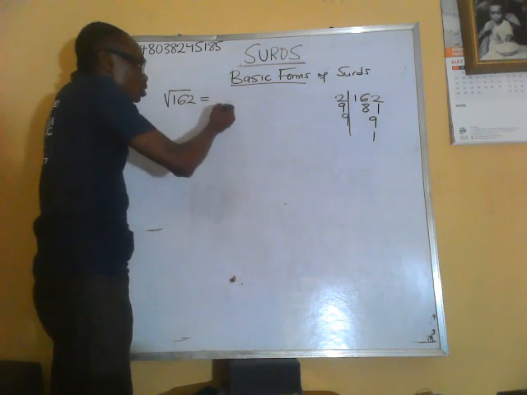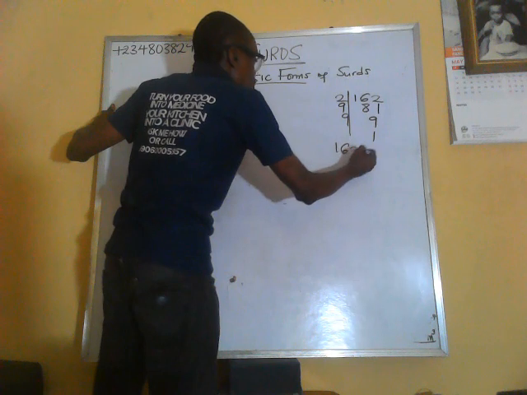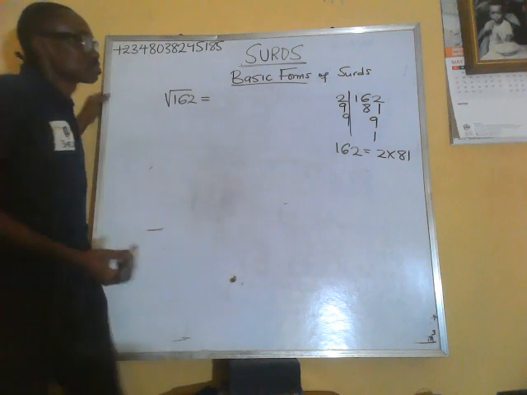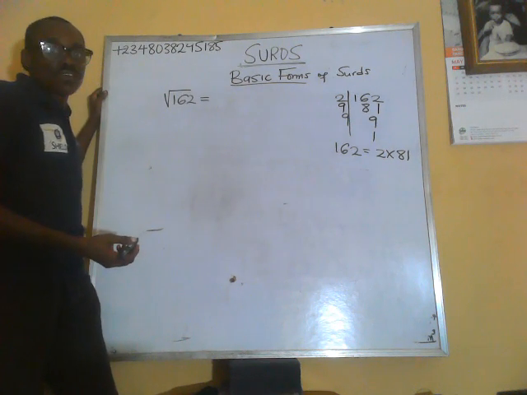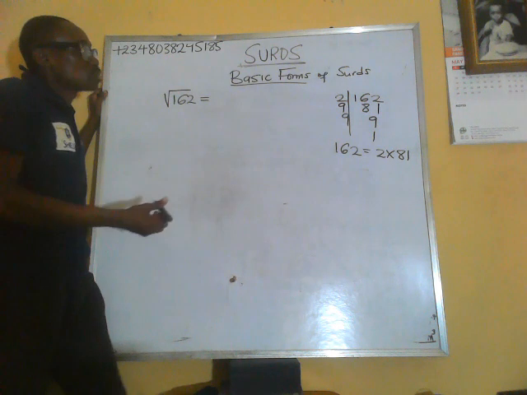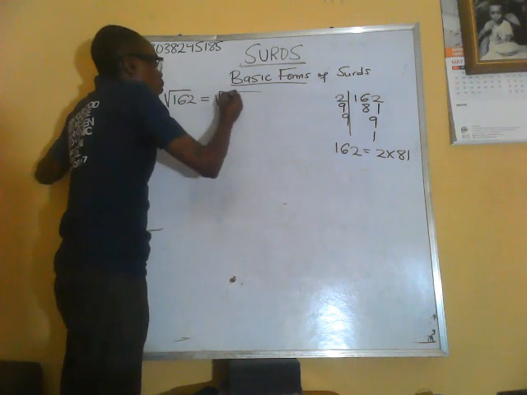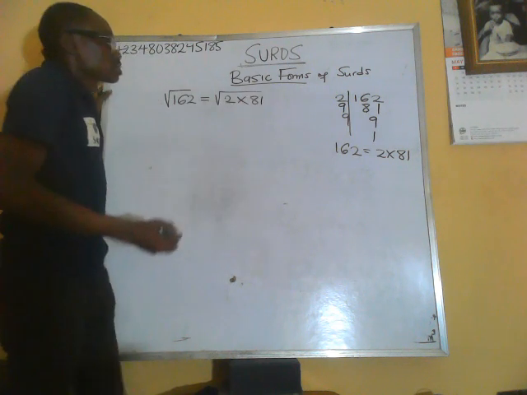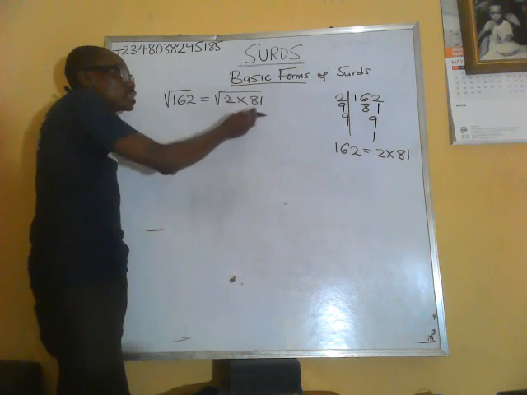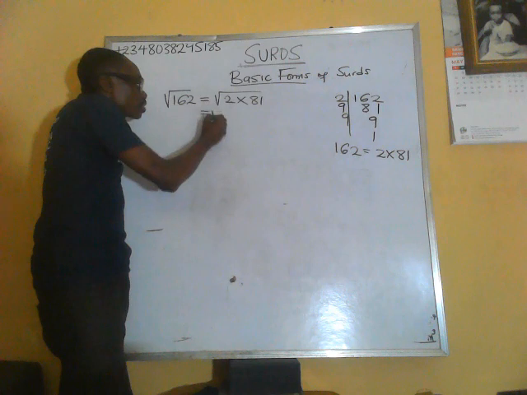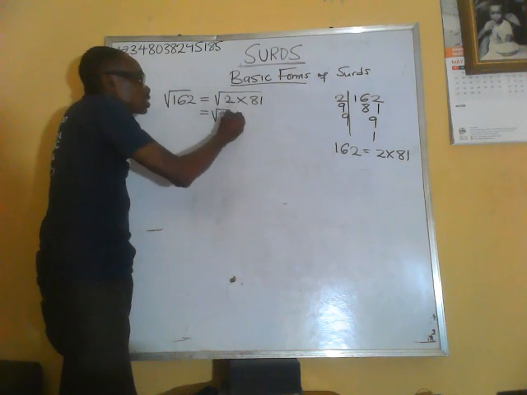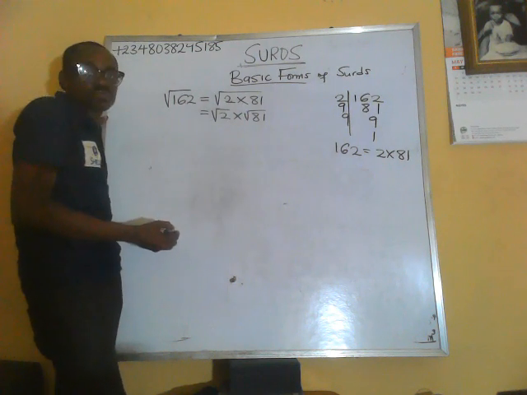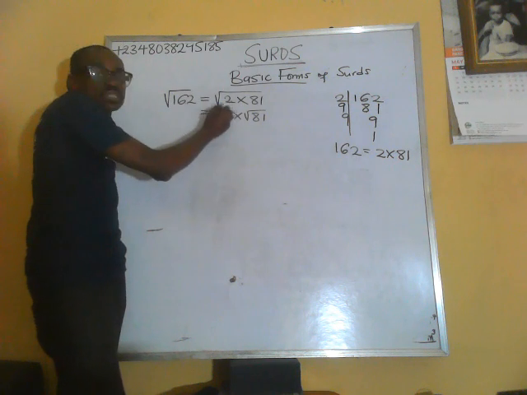So we know that 162 is 2 times 81. So we just come here, 2 times 81, and we apply rule 1, we now separate them. This is going to be root 2 times root 81.